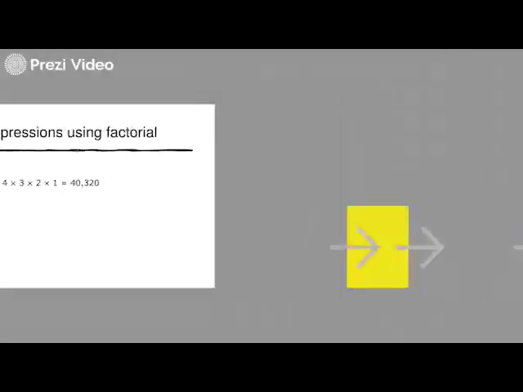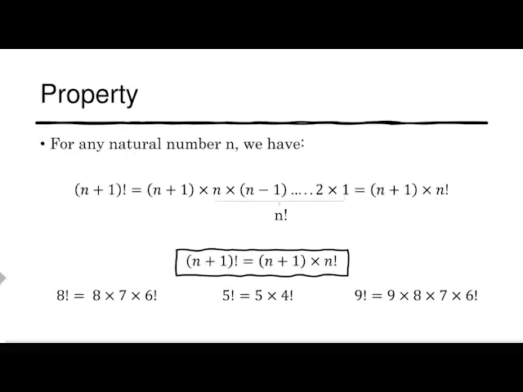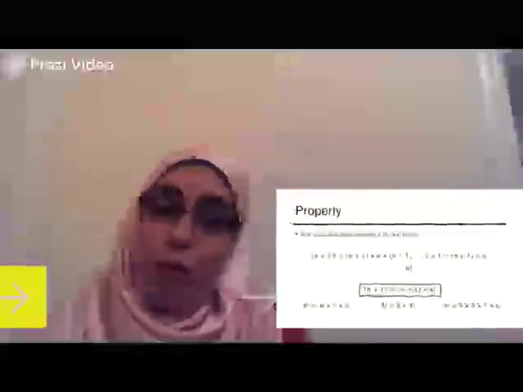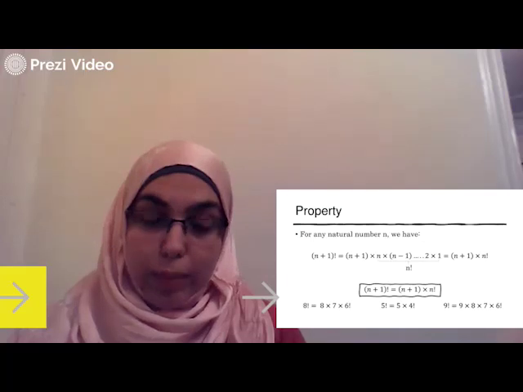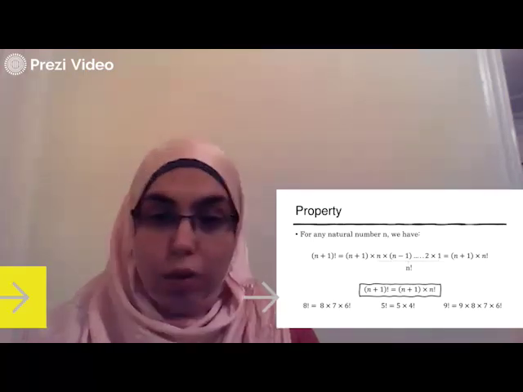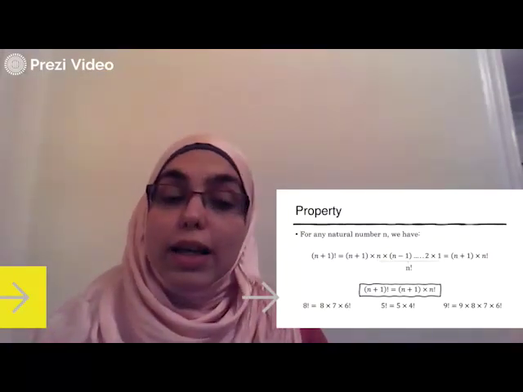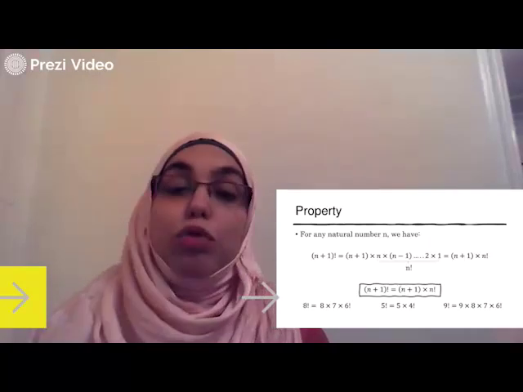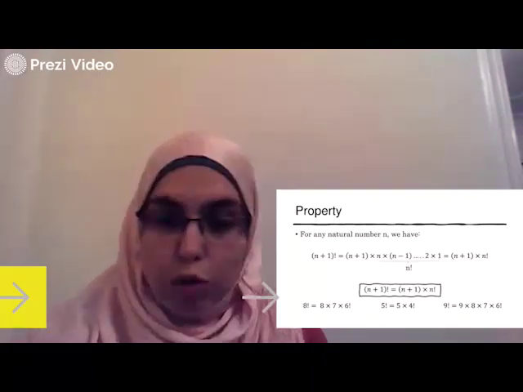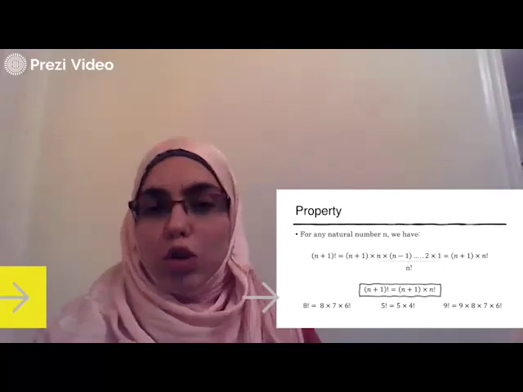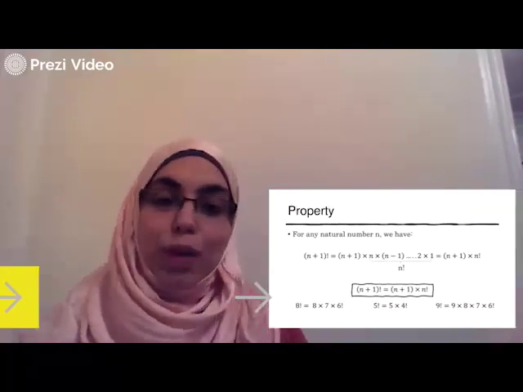Now we are going to discuss the following notation, which is n plus 1, all of it factorial. This is a property of factorial where we can simplify n plus 1 factorial into n plus 1 times n factorial. How can we apply this? We can say 8 factorial is equal to 8 times 7 times 6 factorial. Or 5 factorial is equal to 5 times 4 factorial. So I can stop wherever I want. Or I can say 5 factorial is equal to 5 times 4 times 3 times 2 factorial. So I will stop according to the need of the question.